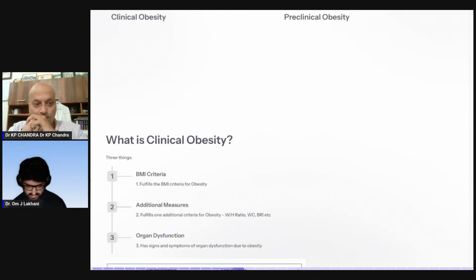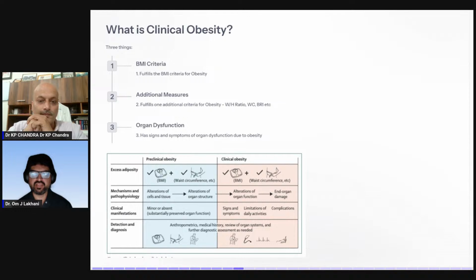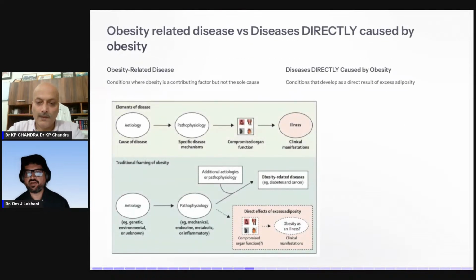So this is what the Lancet Commission really came up with in terms of the definition. And what they're saying is that, again, in terms of illness, there could be certain illnesses which are directly caused by obesity, but there are certain illnesses where obesity is a risk factor. For example, type 2 diabetes, obesity is a risk factor. Heart disease, obesity is a risk factor. But something like MASLD, right, or sleep apnea, obesity can directly cause these kinds of diseases in itself. So we'll come to the diseases which are specifically caused by adiposity.